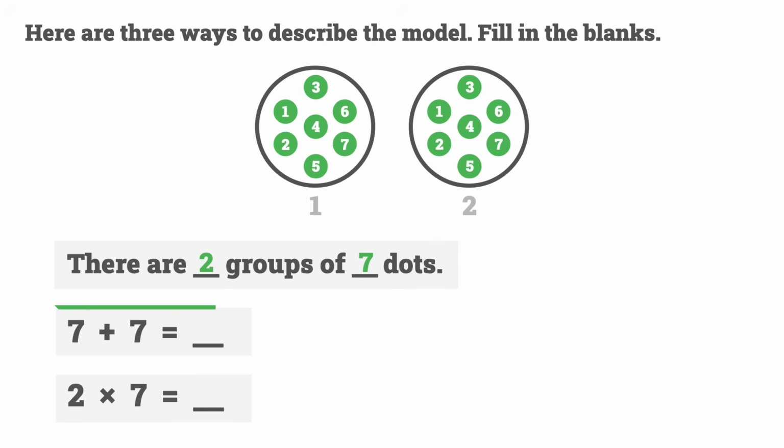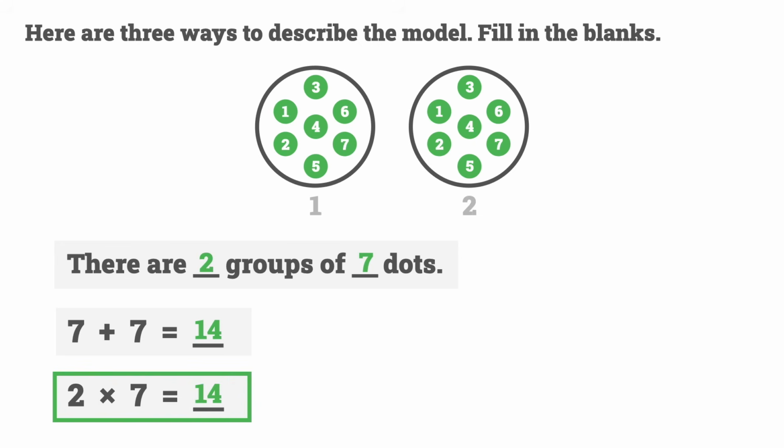Now we see the model described using addition, as 7 plus 7 equals blank. What number completes this description? 14, because 7 plus 7 is 14. We also see the model described using multiplication, as 2 times 7 equals blank. What number completes this description? It's 14 here as well, because 2 groups of 7 dots means there are a total of 14 dots in all.